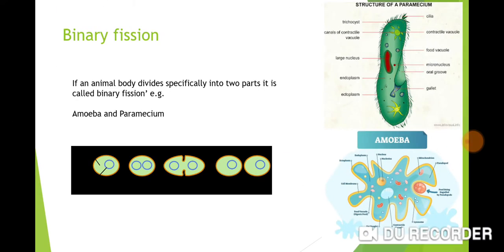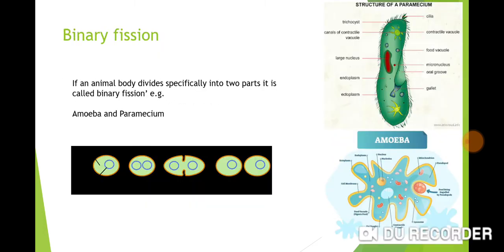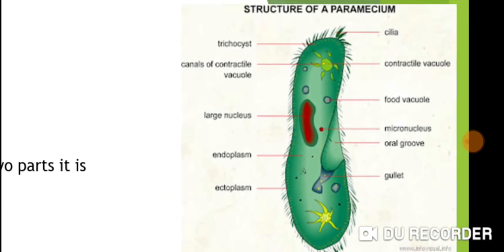This is also a method of reproduction: asexual reproduction. Examples of asexual reproduction may include paramecium and amoeba. This is the diagram of a paramecium, the structure of a paramecium. It divides and reproduces itself through binary fission.